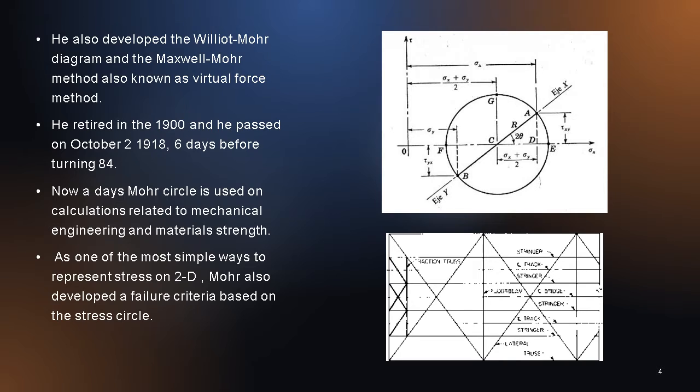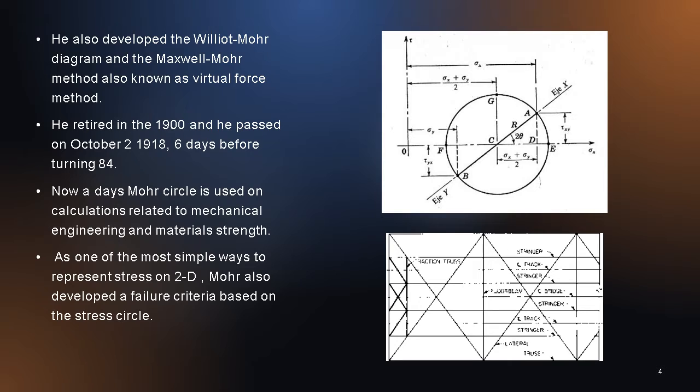In 1874, Mohr formalized the idea of a statically indeterminate structure. As I was saying, he developed the Williot-Mohr diagram for truss displacements and the Maxwell-Mohr method for statically indeterminate structures. He retired in the 1900s and he passed away on October 2, 1918, 6 days before turning 84.